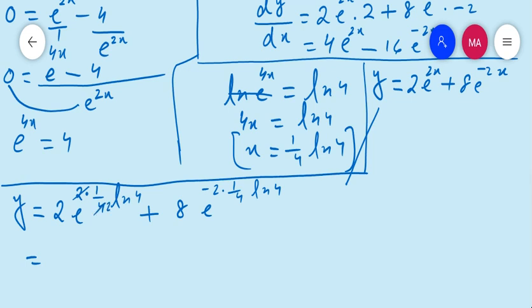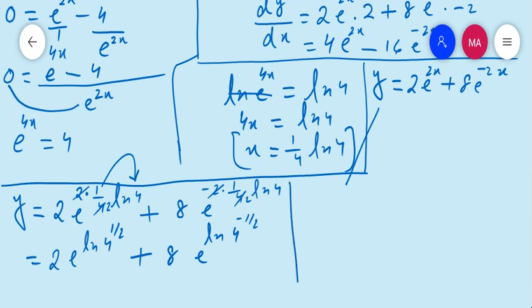2 times 2 is 4. 2e power 1 upon 2. This 1 upon 2 must become the power of 4, because this is the rule of logarithm, that b log a is equal to log a to the power b. So ln 4 to the power 1 upon 2 plus 8, this is 2 times 4, and the same thing over here, ln 4 to the power minus 1 upon 2.